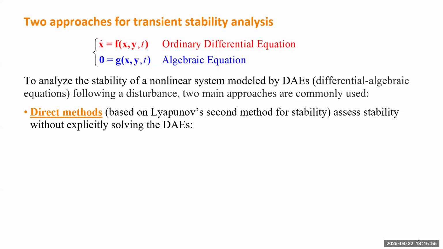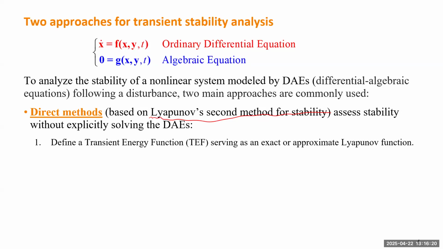For the direct approach, or direct methods, they can assess stability without solving the DAE model. Such methods don't need to solve the DAE, but they can tell you whether the system is stable or not. How can it do it? It utilizes methods from Lyapunov's second method for stability. For instance, you can define an energy function or transient energy function, which is either an accurate or approximate Lyapunov function. We'll talk about Lyapunov functions later.